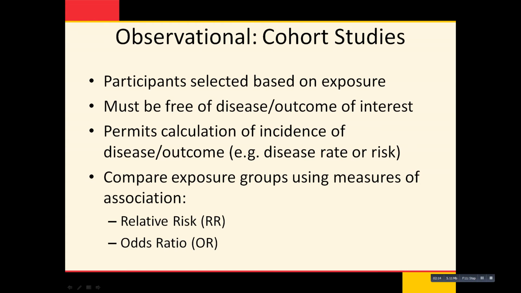The two measures of association that we use, again, similar to experimental studies, are the relative risk and the odds ratio. And that allows us to compare exposure groups. In the randomized controlled trial, we're comparing the intervention to the control, or the non-intervention. Here we're comparing the exposed group to the non-exposed group.